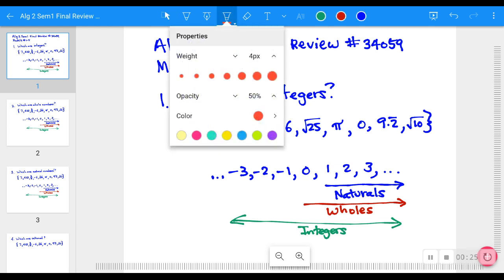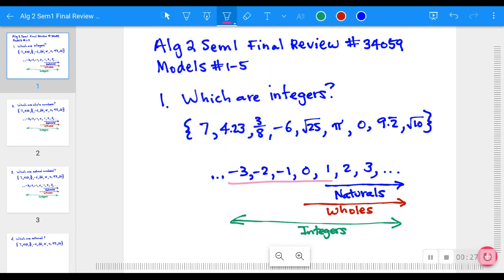Well, the integer numbers are the positive and negative whole numbers. So we just have to circle all the positive and negative whole numbers. Okay, so 7 is an integer, and so is negative 6. Square root of 25 is the number 5, and that's in the list. 0 is in the list. And there it is. There's all the integers that are in that list of numbers.